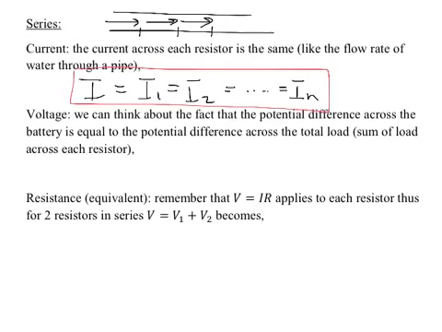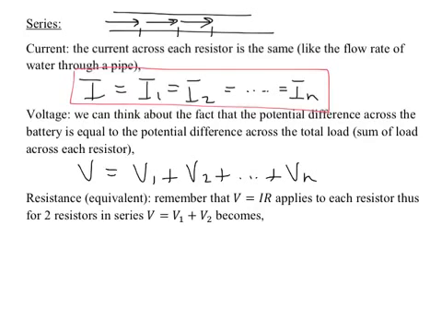Now for the voltage, we can think about the fact that the potential difference across the battery is really equal to the potential difference across the total load, or the sum of the load across each resistor. And what that means is that the voltage is equal to the sum of the voltages, or the voltage drops, across each resistor. So if there's 5 or 6 resistors, each of them takes on a certain amount of voltage or potential difference, and as a result, the sum of all of them is equal to the potential difference provided by the battery or the source of energy.